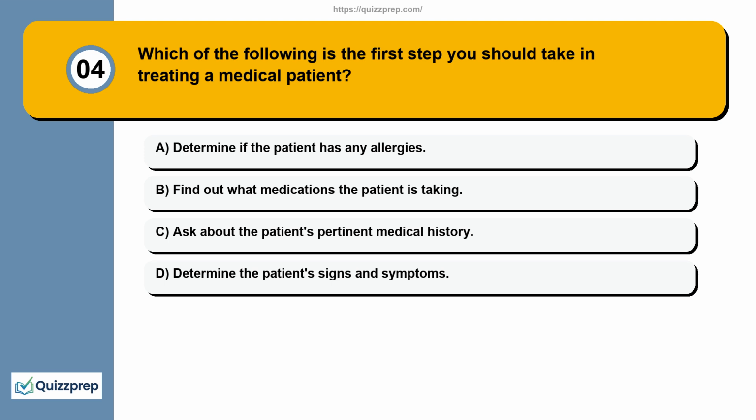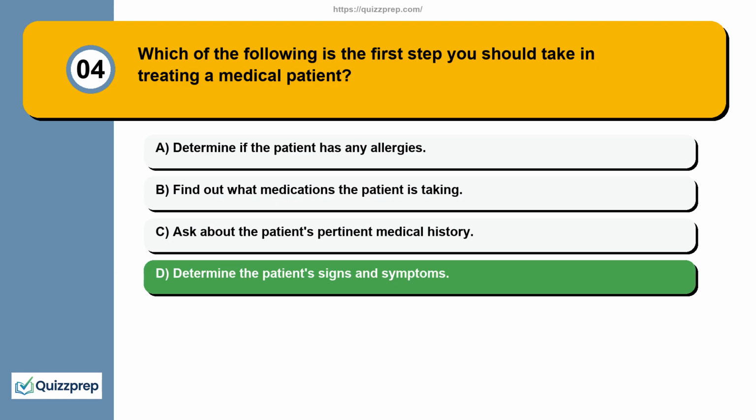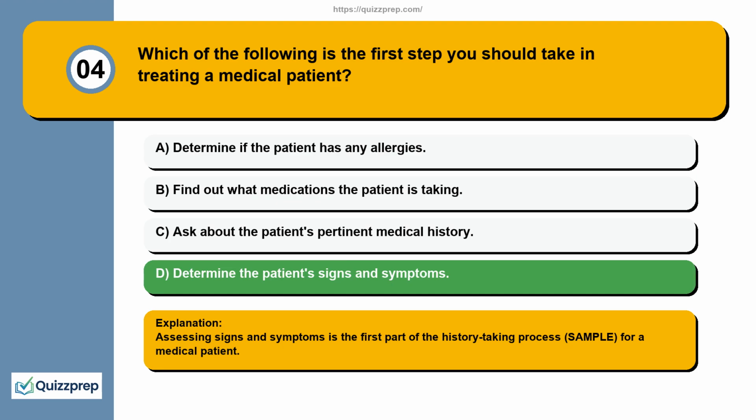Question 4. Which of the following is the first step you should take in treating a medical patient? Determine if the patient has any allergies. Find out what medications the patient is taking. Ask about the patient's pertinent medical history. Determine the patient's signs and symptoms. Assessing signs and symptoms is the first part of the history-taking process, SAMPLE, for a medical patient.